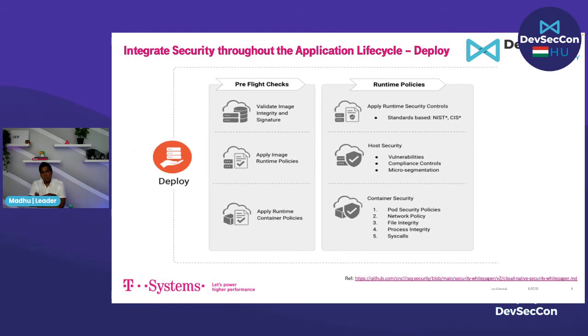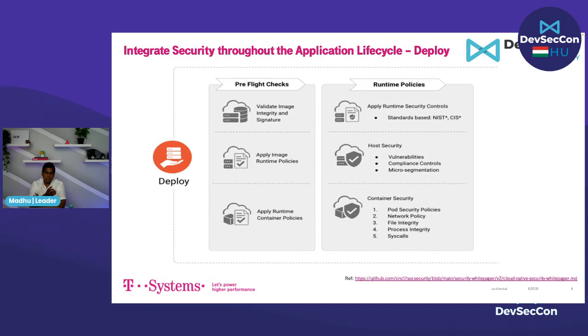So the next phase is deploy. Once you're happy with those scans, you need to promote them somewhere, right? You need to deploy them somewhere. So the deploy phase is basically responsible for incorporating a sequence of pre-flight checks, as you can see. So validate the image integrity, runtime policies, container policies. Yeah, some apply to Kubernetes, some apply to your Docker images. You can also sign them, stuff like that.